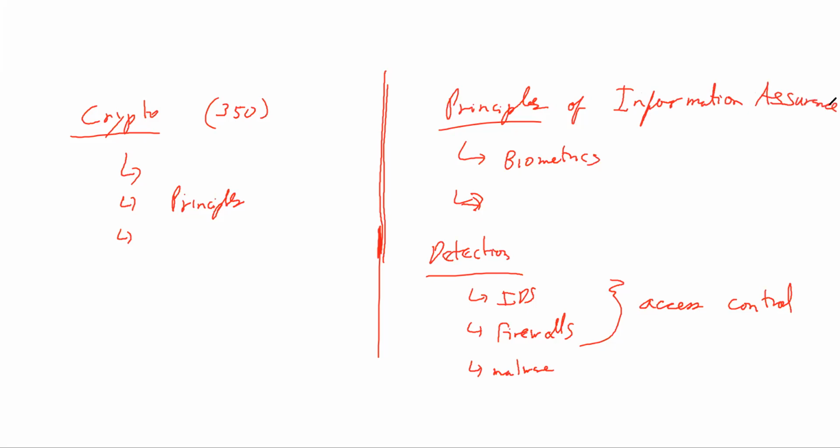Which, as you might remember, we had that acronym CIANA, right? So confidentiality, integrity, availability, non-repudiation, authentication. All right, so we will look at that. And finally, at the end of the semester, we're going to cover the risk and control matrix and risk assessment.